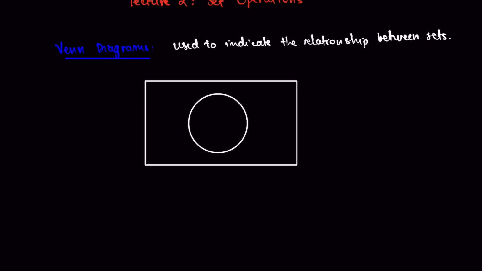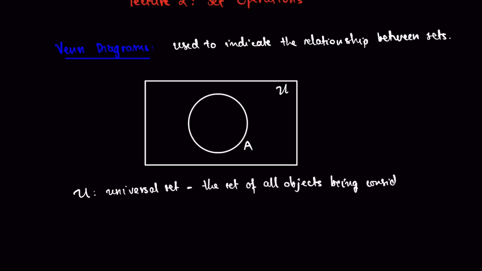And the rectangle usually is used to indicate something called the universal set. And it's indicated as curly U. And the circle is the set that you're working with. And I call this set A. So U is the universal set, or the set that contains all objects being considered.